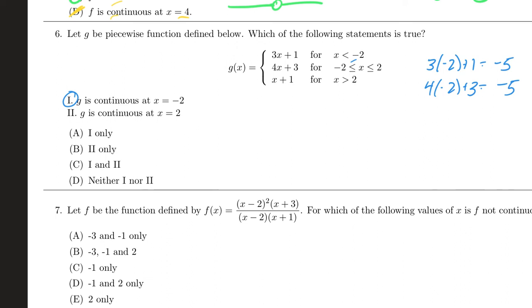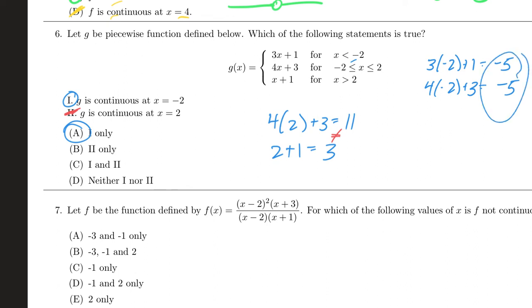I try the same thing with 2. I'm plugging 2 into the middle one, and then 2 into the bottom one. Those things are not equal, which means it's not continuous at 2 because there's a jump between those pieces of the piecewise. So the only answer is just 1 is right. With all these piecewise functions, when you're talking about continuity, you're thinking about when the pieces line up nicely. That's when it's continuous. If they don't line up nicely, it's discontinuous.